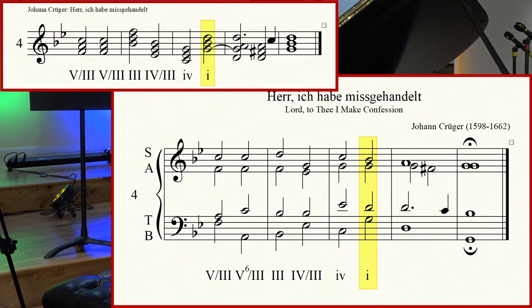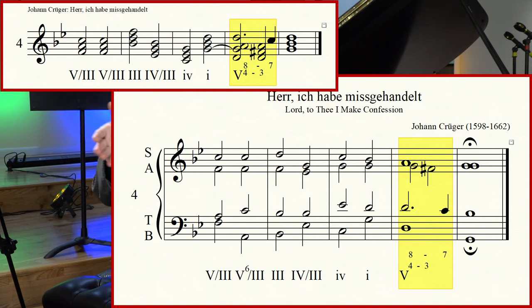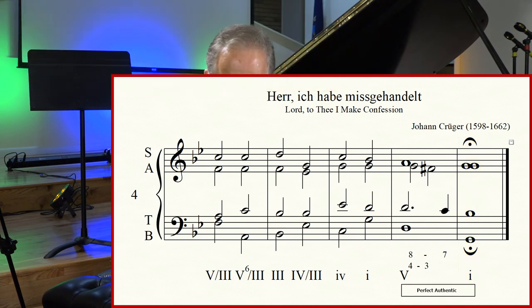And finally, you see that exact same cadence that we had at the end of the first line, when we have the 5 with the 4/3 suspension and the 8/7. The eighth is brought down through a seventh chord before he resolves it down to the chord of the 1. And we have, again, a perfect authentic cadence in the key of 1, or G minor. Excellent.